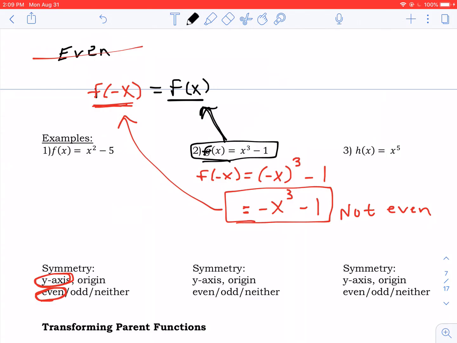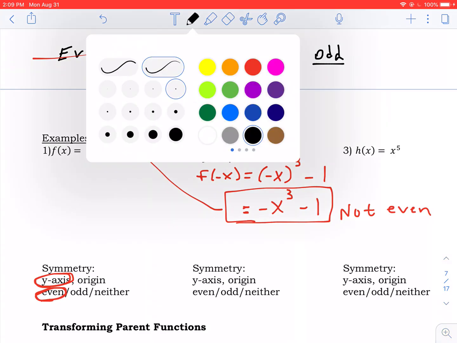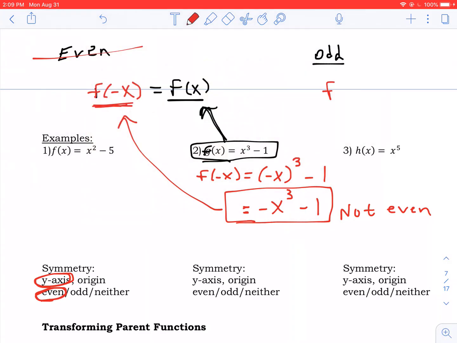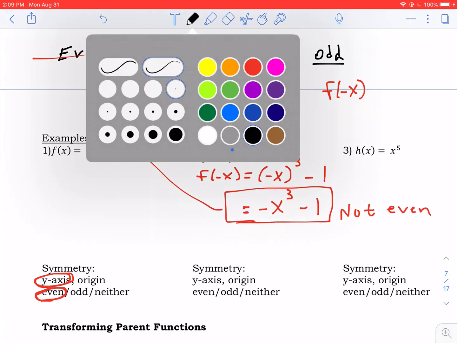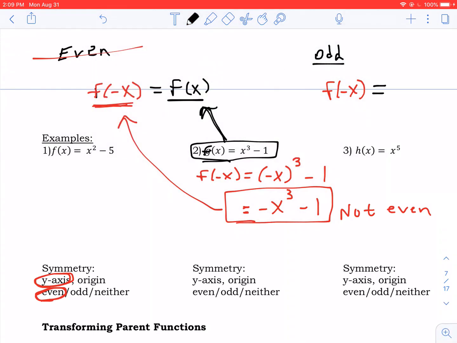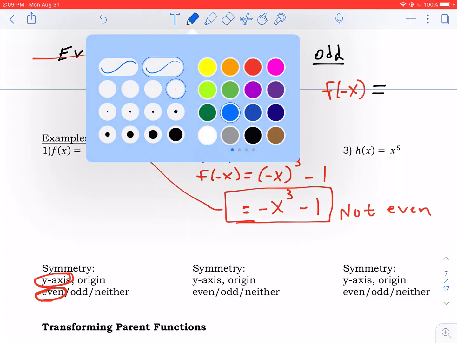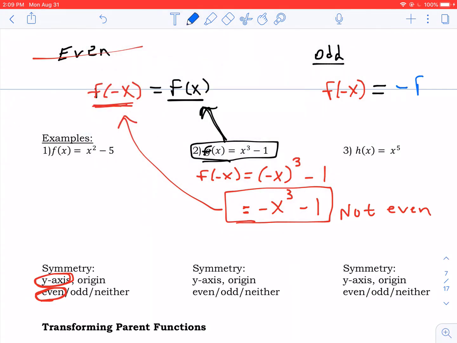Okay, so it's not even. Then how do you show if something is odd? Well, there's another definition. A function is odd if the following is true: if f of negative x is equal to negative f of x, then it is odd. So these are our two formulas here.